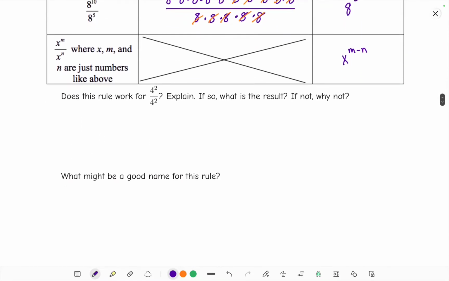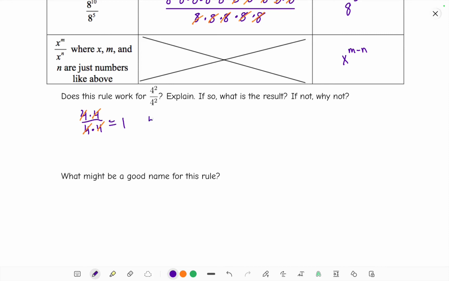Does this rule apply or work for 4 to the 2nd over 4 to the 2nd? Explain. If so, what is the result? If not, why not? Well, let's try it. So 4 to the 2nd is 4 times 4 over 4 times 4. So then all the 4's cancel out. So we get 1, and that makes sense because anything divided by itself should equal 1.